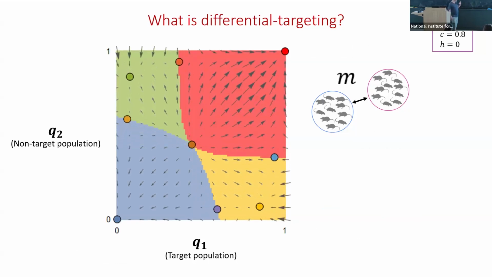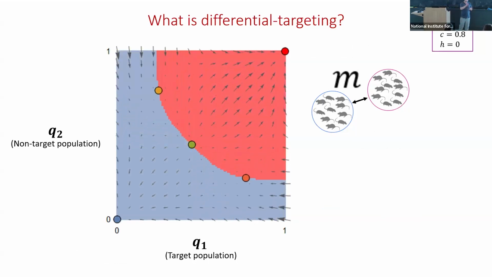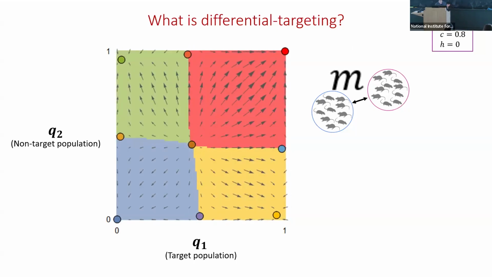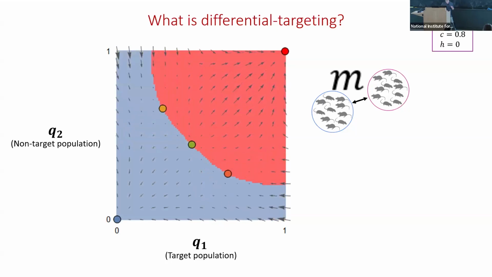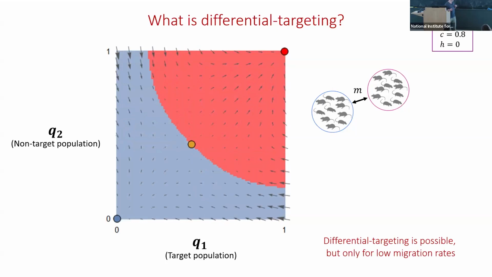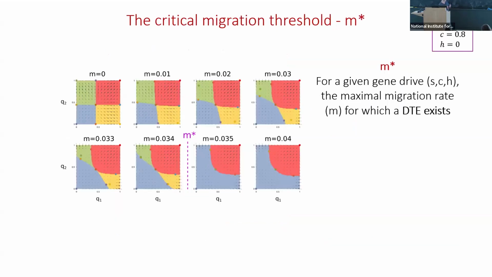Right? So as you increase migration, you still have this yellow point until you cross a critical threshold, and you no longer see this differential targeting equilibrium, right? So we can see that this differential targeting is possible, but only for low migration rates. But just how low? So we need to study this critical threshold, which we call M star, right? Which is the maximal migration rate for which you still have this ability to do differential targeting.